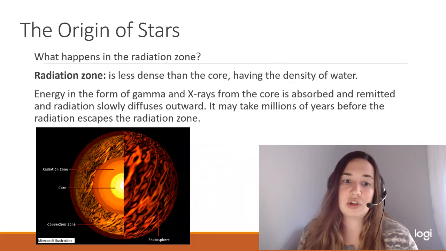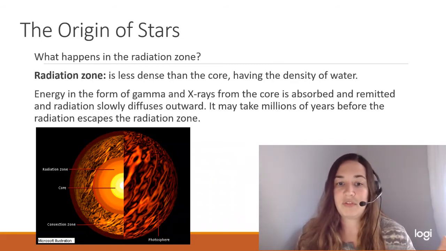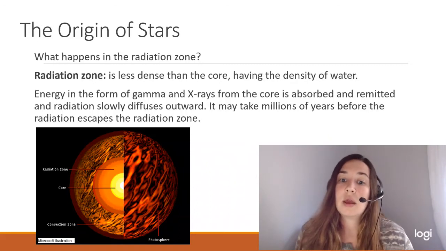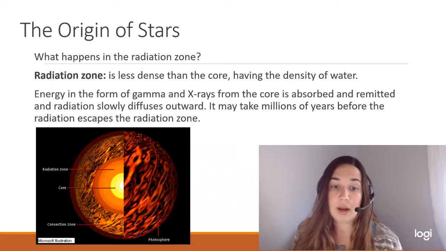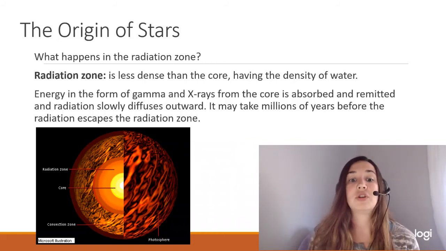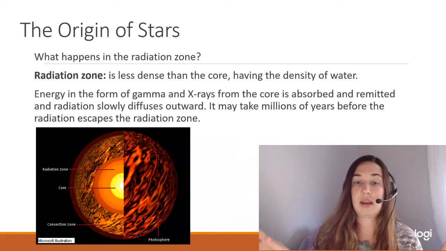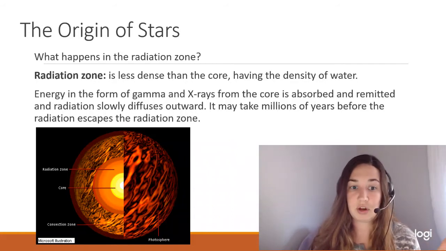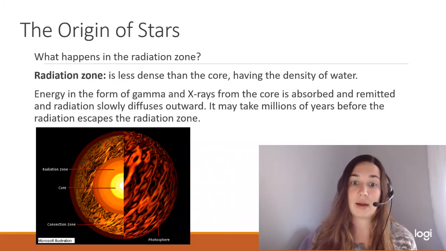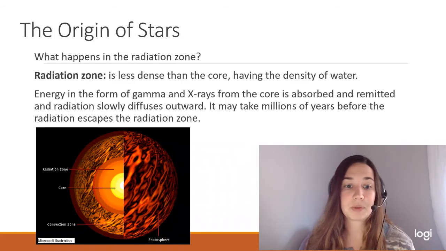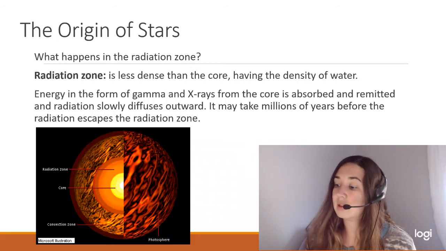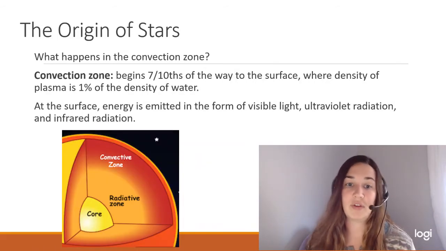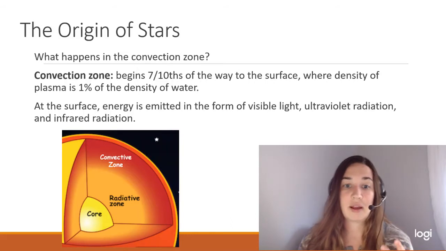So in this radiation zone, we have energy in the form of gamma rays and X-rays that are coming from the core, and it's being absorbed into that radiation zone and remitted. Then this radiation is slowly diffusing outward, and it's going to probably take millions of years before that radiation finally escapes that radiation zone. So it's moving very slowly over the course of time here. And you can see here the core again, the radiation zone right on the outside of the core. And then the last part here, we're going to be talking about the convection zone. What's happening in this convection zone?